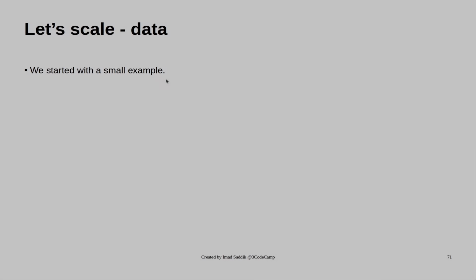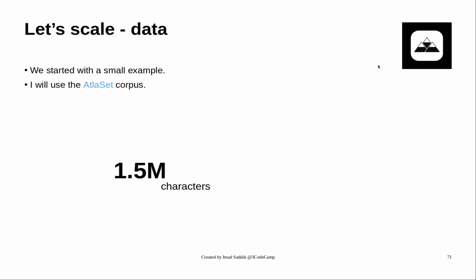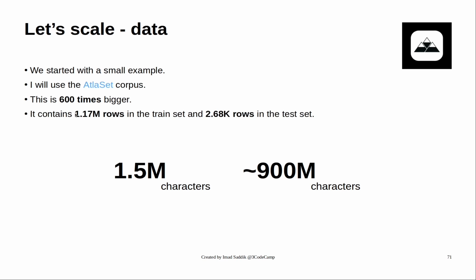Let's begin. At the start of this course, we used a small dataset with 1.5 million characters. Now I will use the AtlaSet corpus created by the AtlaSet team, which has 900 million characters. This is 600 times bigger than our first dataset. AtlaSet has 1.17 million rows in the training set and 2,680 rows in the test set.